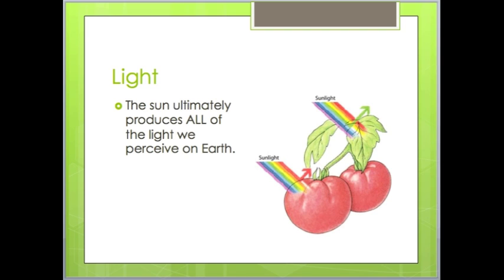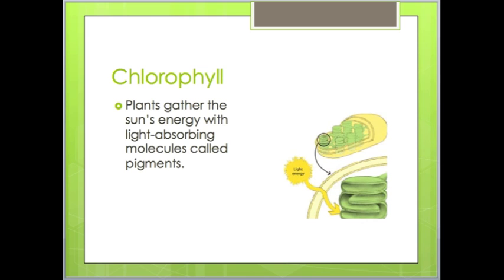Sunlight, which our eyes perceive as white light, is actually a mixture of different wavelengths. Many of these wavelengths are visible to our eyes and make up what is known as the visible spectrum. Plants gather the sun's energy with light-absorbing molecules called pigments, and pigments are chemical compounds which reflect only certain wavelengths of visible light. So the reason why plants look green is because they reflect green light. Plants also contain red and orange pigments such as carotene that absorb light in other regions of the spectrum.